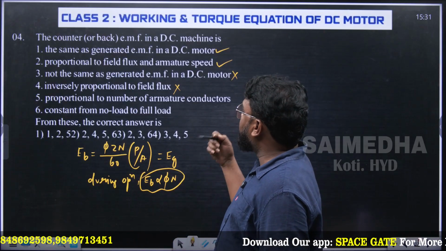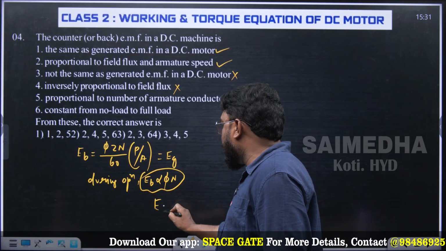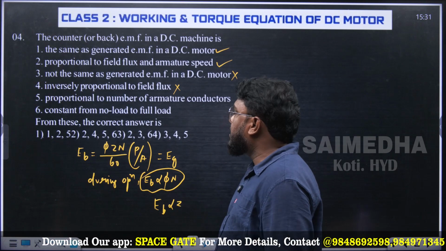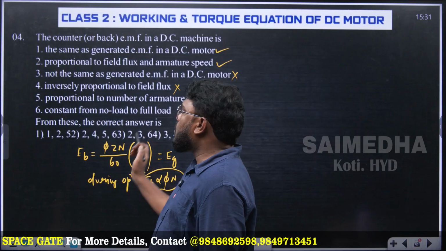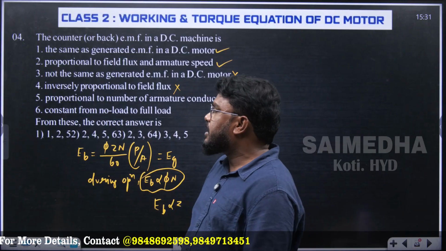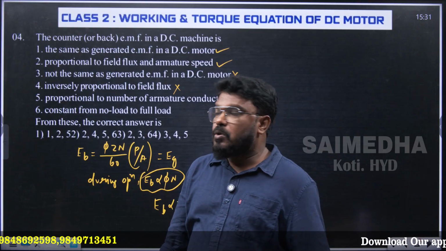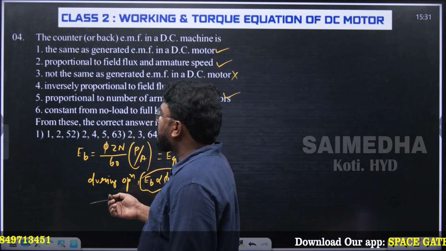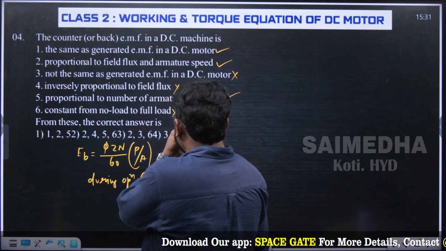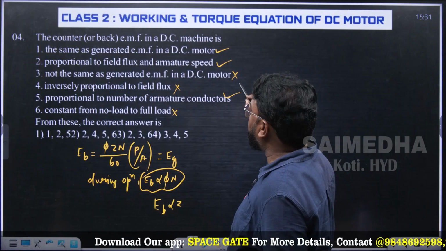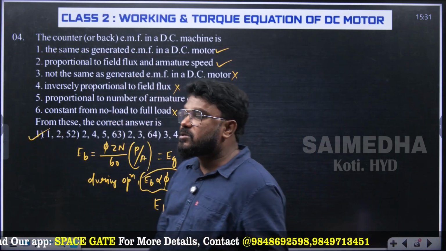And proportional to the number of armature conductors: back EMF is directly proportional to the number of conductors. So this is a correct statement. Constant from no load to full load: it is not constant. Why? Because in the DC motor, speed varies from no load to full load, so back EMF also varies. So this is the wrong statement. So the correct statements are 1, 2 and 5. So option 1 is correct for this question.